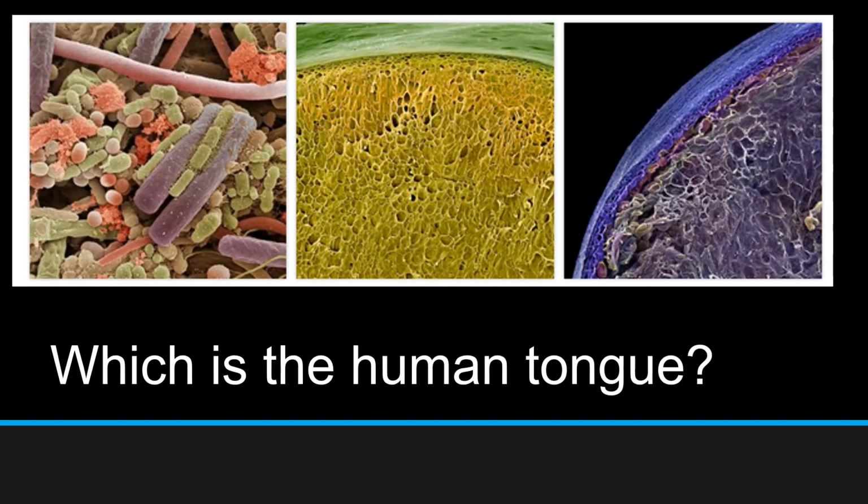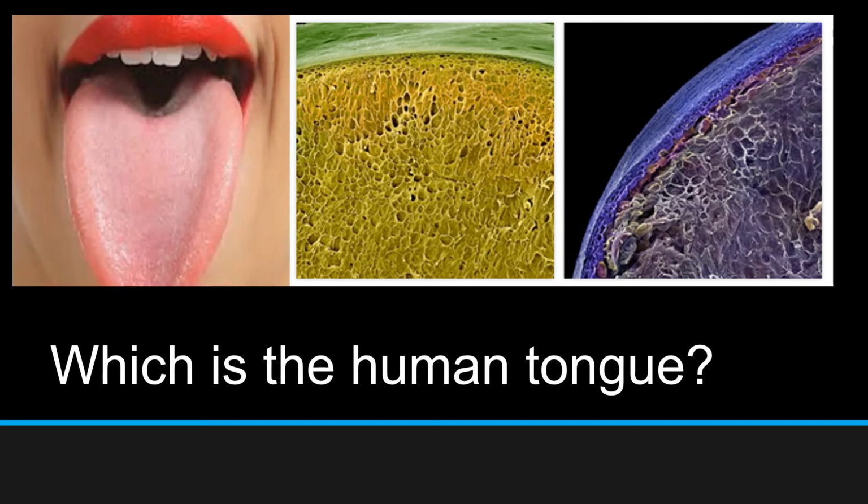Which is the human tongue? Now that we know that the middle one is a grape and the one on the right is a blueberry, the one on the left has got to be the human tongue. As we know, the human tongue has quite a lot of texture on it, and you can see some of that texture there. There we go, the human tongue there for you as number 1, that first one.